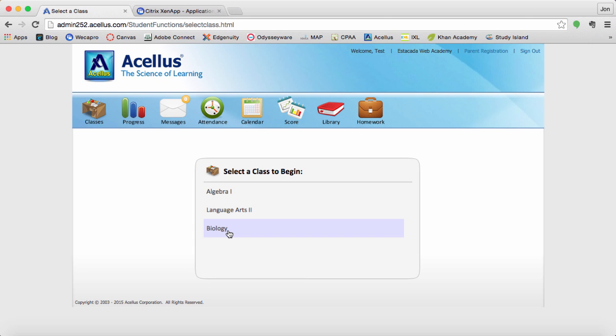A little bit about classes is generally in Acellus, you get the whole year. So when it says Algebra 1, that is a full year, both semester A and semester B of it. Some of you may need to do the full class. Some of you may only need to do a semester. And so you work with your teacher in terms of finding out how much you need to do. But let's just take a look at Biology here.